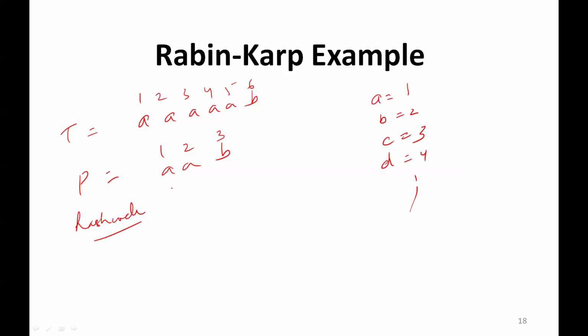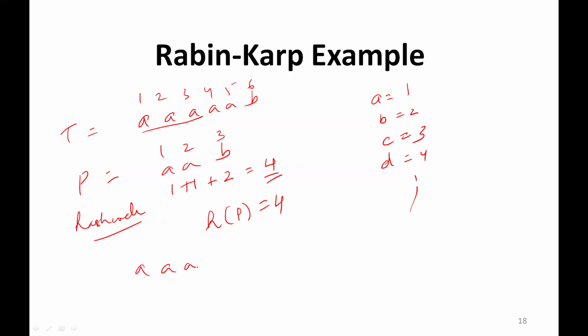So what will be the hash code of this pattern? The numeric values are 1, 1, and 2. If I sum all of them together, we get a hash code of 4. So we call that the hash of the pattern, which is nothing but 4. Now let us look at the text. What are the first three characters inside the text? We'll check the hash code of that.